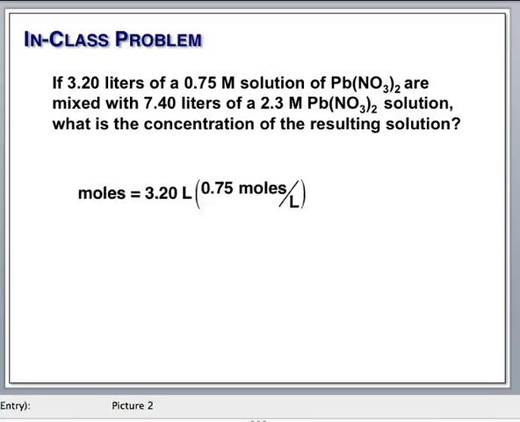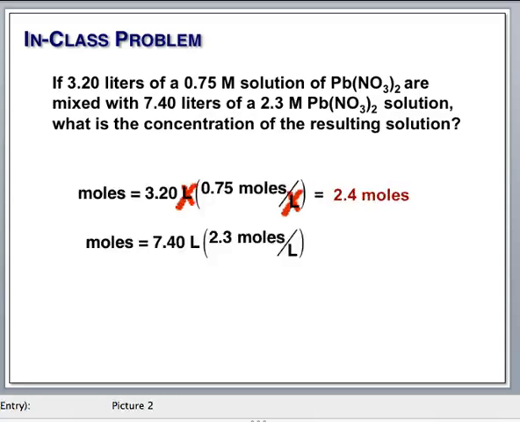3.2 liters, 0.75 moles per liter. We have 2.4 moles of lead nitrate in our first solution. Our second one, 7.4 liters, 2.3 moles per liter. We have 17 moles.